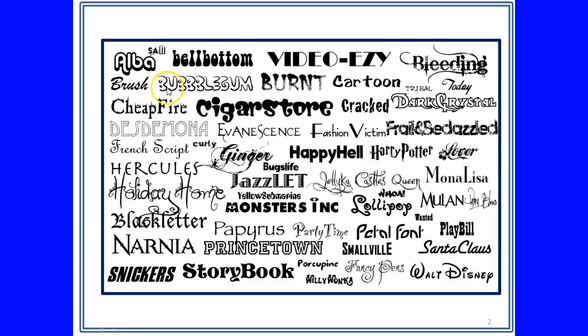Another example is when you look here at bubblegum. Bubblegum actually looks like bubbles, so it kind of gives you the image of bubbles, therefore bubblegum. Burnt is very interesting how they did the font type, in that the top is pretty black, but the bottom looks like it's burnt out. So fonts and font types really tell you a specific image that you're trying to convey.